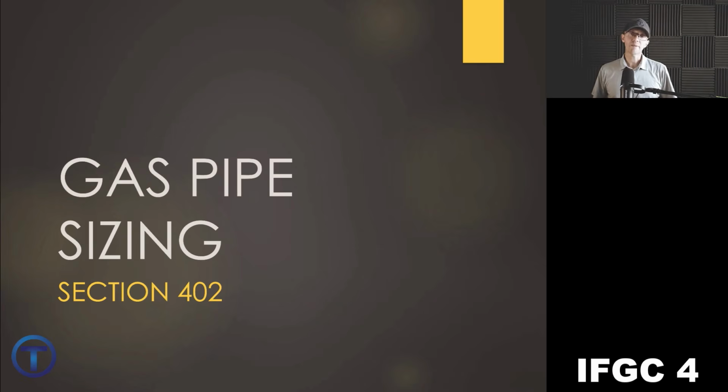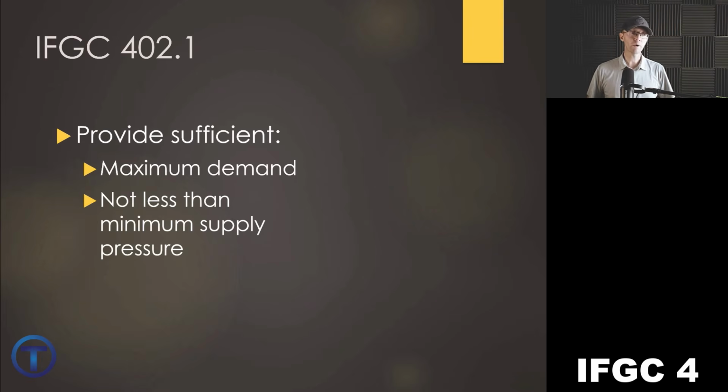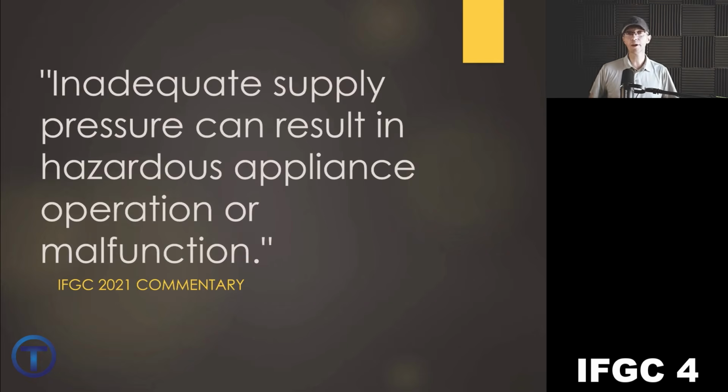So here we are, gas pipe sizing, section 402. Let's review a couple of key concepts before we jump in and start sizing another diagram. First of all, remember 402.1, we have to provide sufficient gas for the maximum demand and not less than the minimum supply pressure. That means we make sure there's enough gas available for all appliances connected if they're all running at the same time at maximum capacity. That's what we have to provide. Inadequate supply pressure can result in hazardous appliance operation or malfunction. We do not want the danger involved with poor operation of a fuel gas appliance. You don't want to be responsible for that.